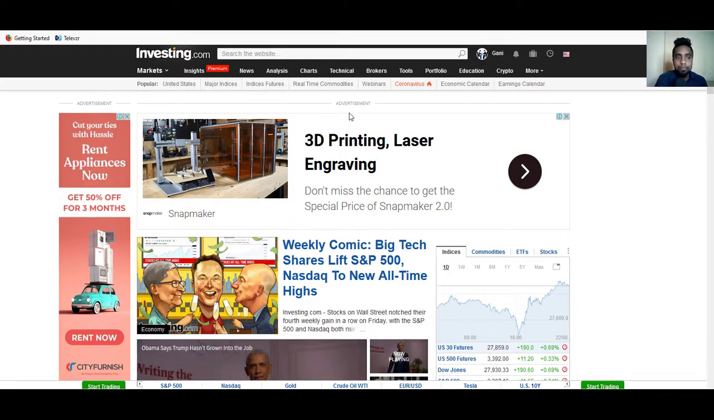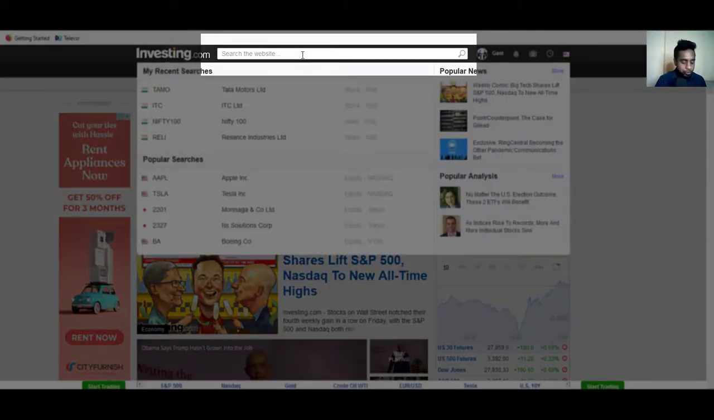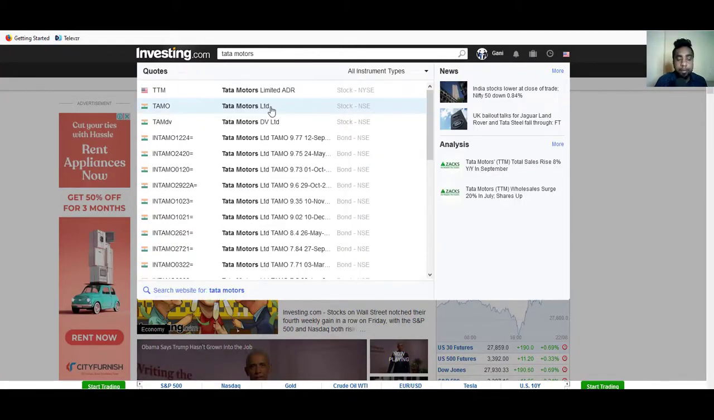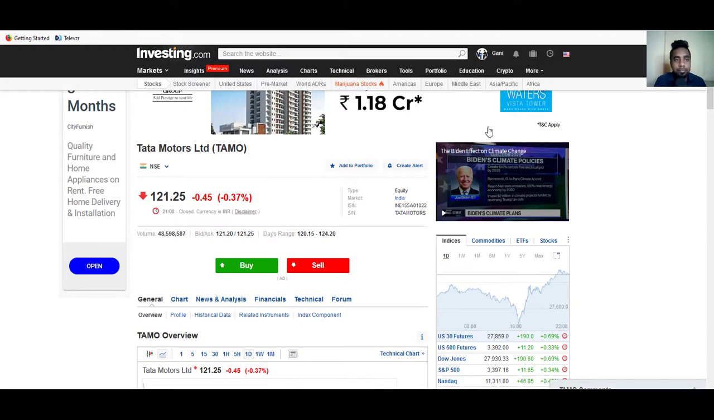Once we sign up, first we need to learn how to open a chart. To open a chart, you go to the search box and type the stock that you want to follow. For example, I'm going to type Tata Motors, and make sure you are selecting NSE. Once we select Tata Motors, this is how it looks. By the end of this video sequence, you will be able to read all these numbers and all this information that you're looking at on this website. Firstly, we need to understand how to read the chart.